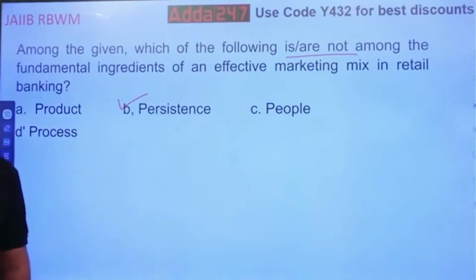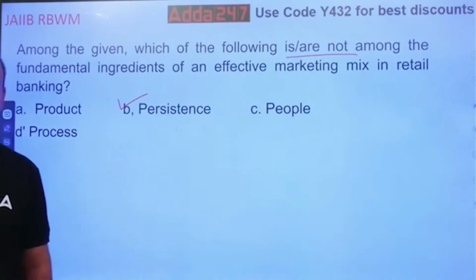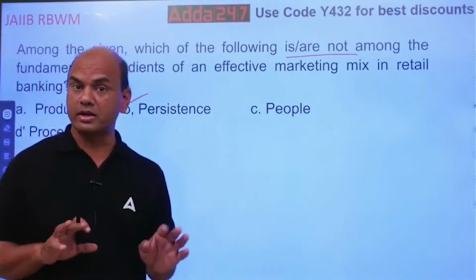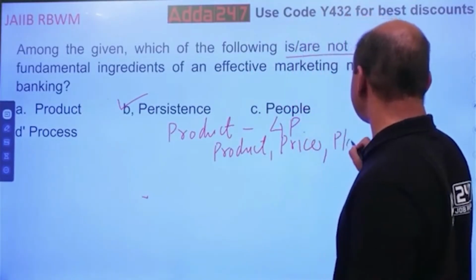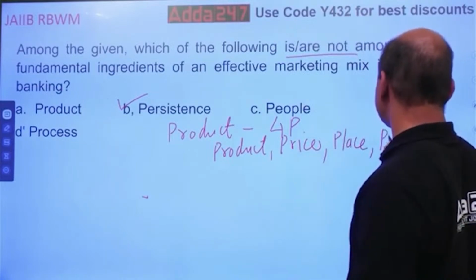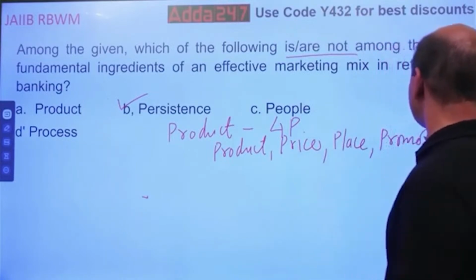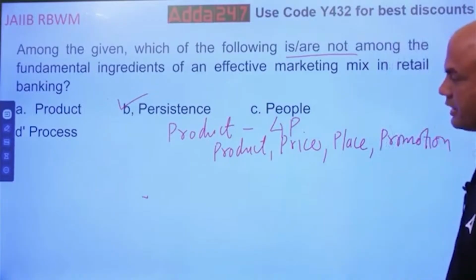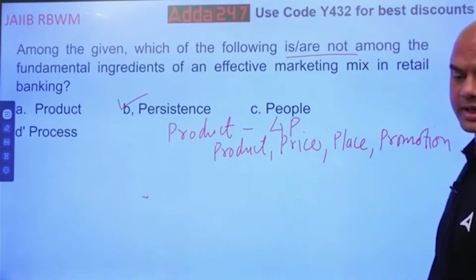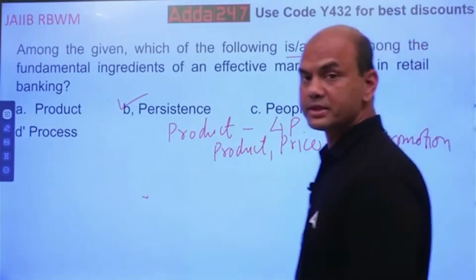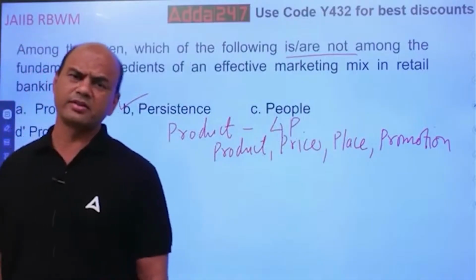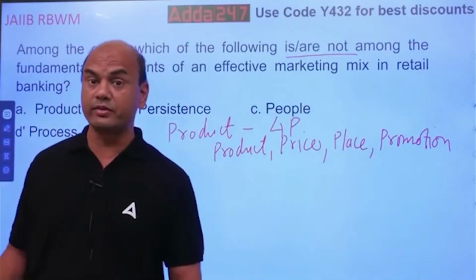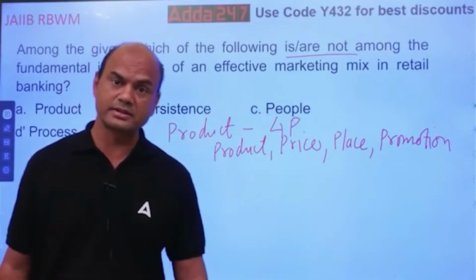Now, why did I say 4? Marketing mix is separate for product, place, promotion. Product, price, place and promotion. These are the 4 P's of product marketing mix. Then what is the other one? The other one is services, in which you and me are there. Banking is a service.